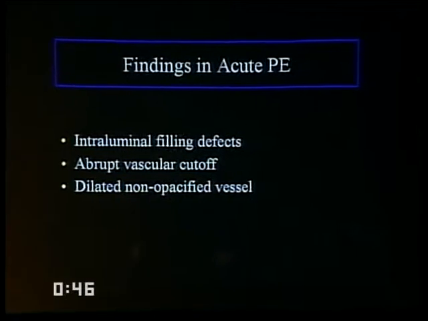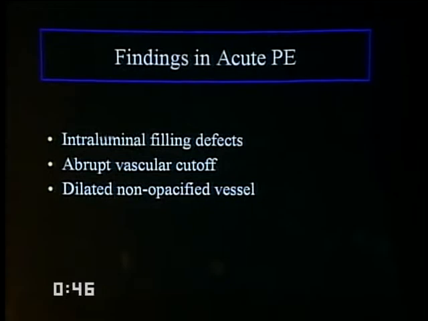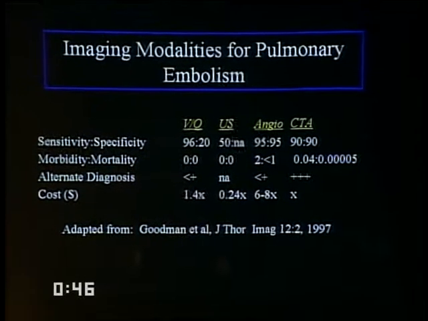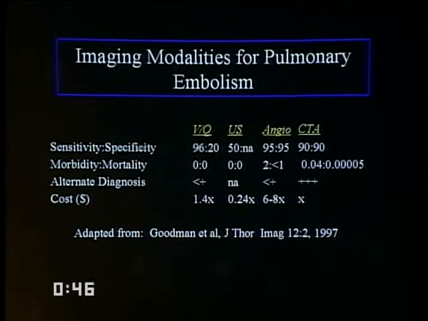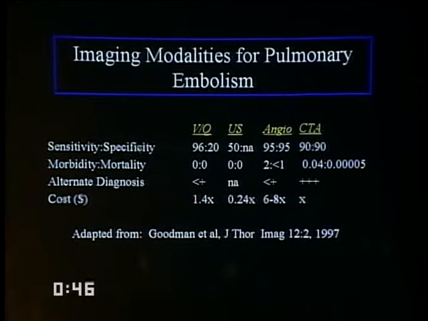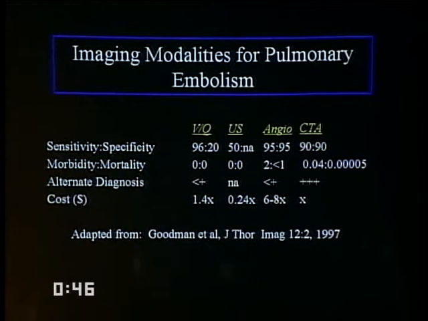So the findings we're going to look for are going to be intraluminal filling defects, cutoffs, and dilated non-opacified vessels. Acutely, vessels affected by PE do tend to dilate. Most of the work on the sensitivity and specificity of CT was done now several years ago in the 90s, and it's pretty well established that CT is the way to go to diagnose pulmonary embolism. Not just in terms of pure sensitivity, but in terms of other things, negligible mortality, most particularly the potential for showing alternative diagnoses, and I'll show some examples of this.